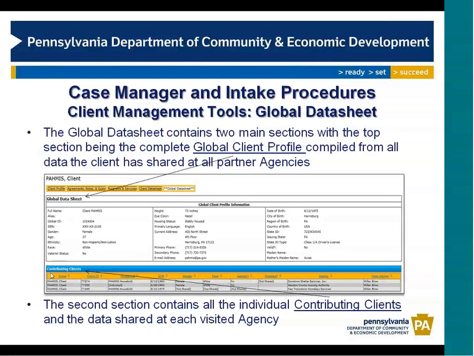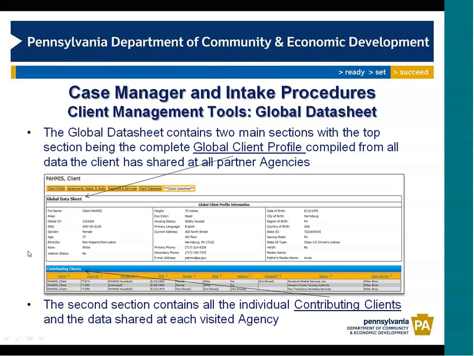Now below that is what we call contributing clients. In this example, this specific client has visited 3 different agencies and also has shared data at 3 different agencies, and it shows basic main personalized data elements about that client. If it's shared, it'll be in there. If it's not shared, it'll have a little not shared label on it. And here it shows the agency from which it came.